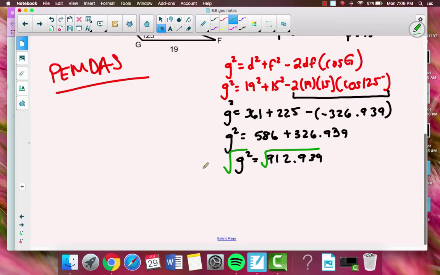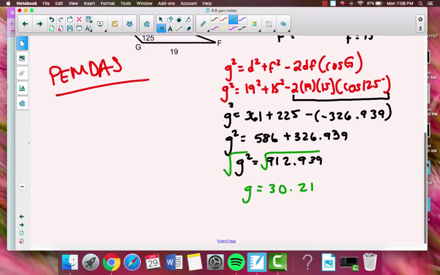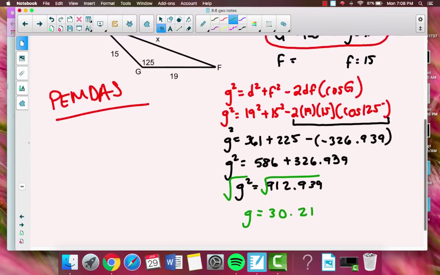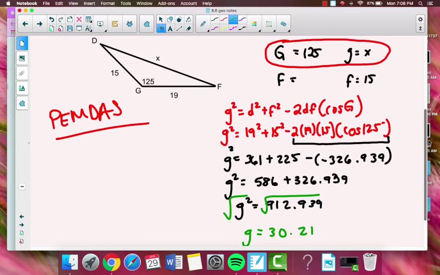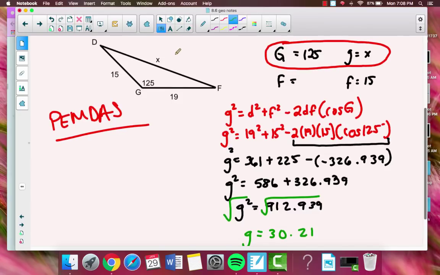So notice you want to take a square root of a positive number. So if you ever get a negative here, you're going to run into some problems. So always make sure that that answer is positive before you take the square root. And when we do that, we get G is equal to 30.21. Now, what it will tell you to round to will depend on the problem. So obviously make sure that you are reading the directions. Okay. Sometimes they want exact answers. Sometimes they want to the nearest whole number. Just it depends on the problem. So side G is 30.21, and then we'd be done.